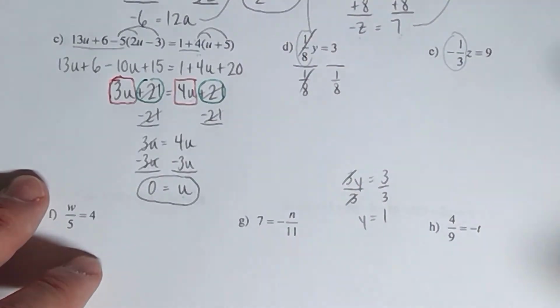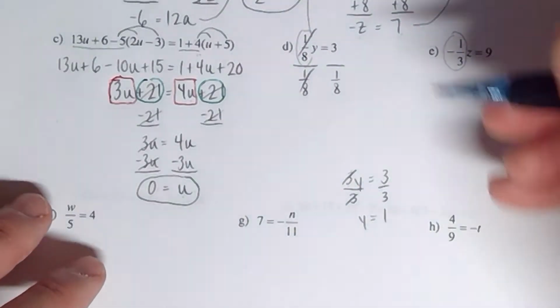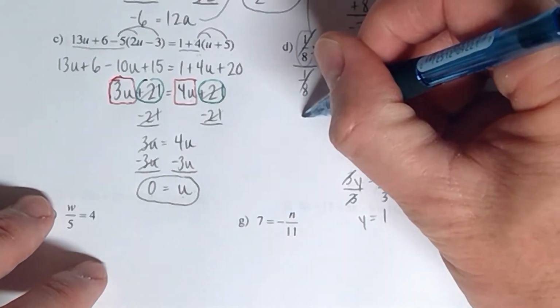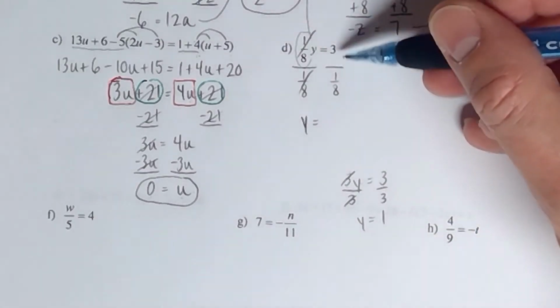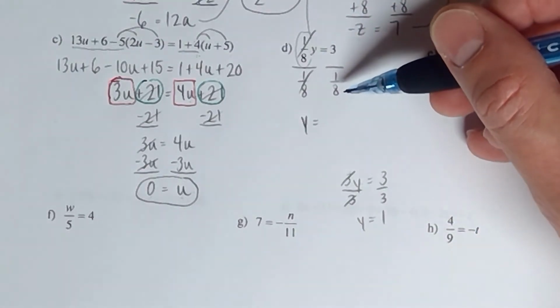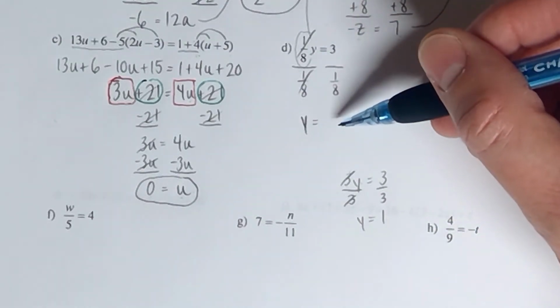Okay. And so it works the same way. The problem, though, is what is 3 divided by 1/8 equal to? We got y by itself, but we still got to figure out what this is so that we know what y is equal to.